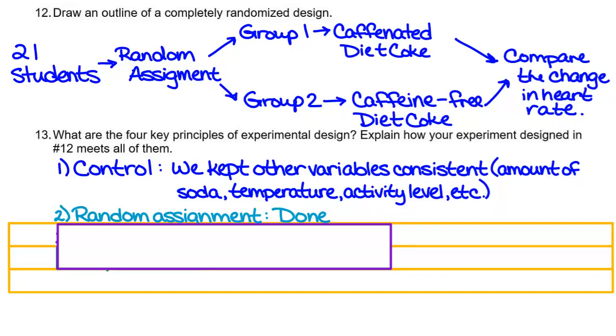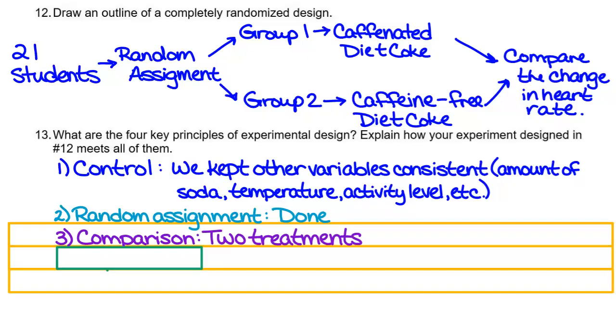We had random assignment. We had comparison because there were 2 treatments. There was Diet Coke with caffeine, Diet Coke without caffeine. And then we said another piece was repeatability or replication.